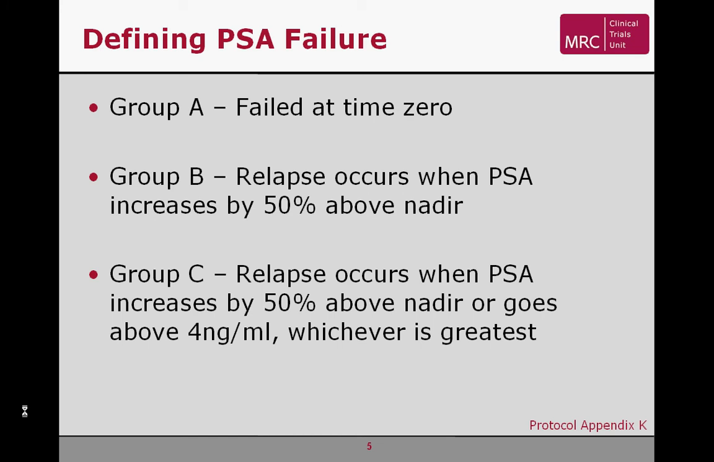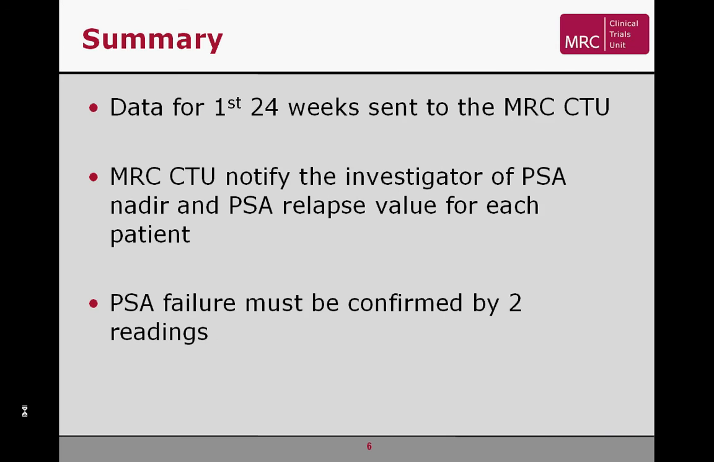So to summarise, once we've received all the PSA values recorded for a patient within the first 24 weeks post-randomisation, we will issue a letter to the investigator detailing the PSA nadir and PSA failure value for that patient. Before a PSA failure is confirmed and reported on the progression form as an event, it must be confirmed by 2 separate readings.